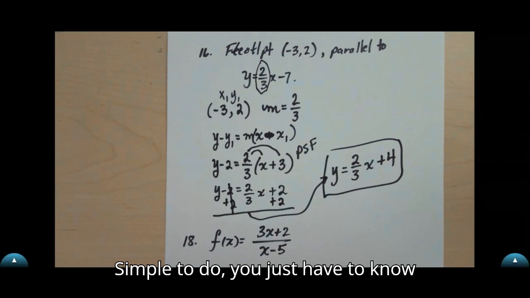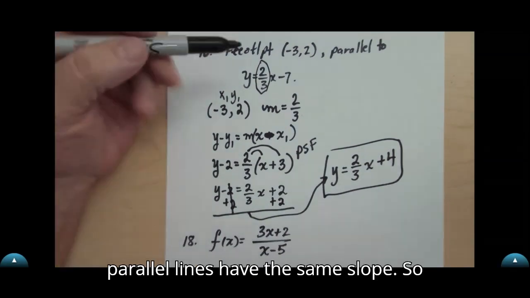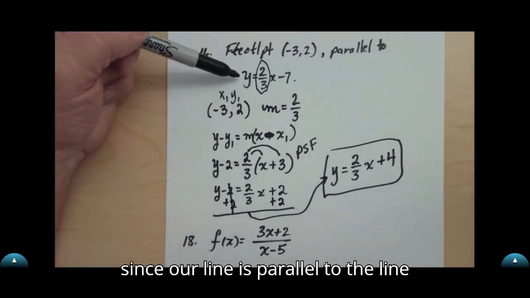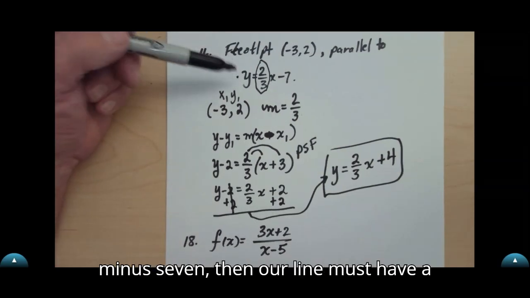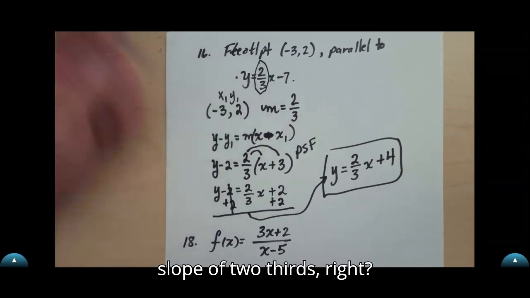Simple to do. You just have to know parallel lines have the same slope. So since our line is parallel to the line with the equation y equals 2/3 x minus 7, then our line must have a slope of 2/3, right?